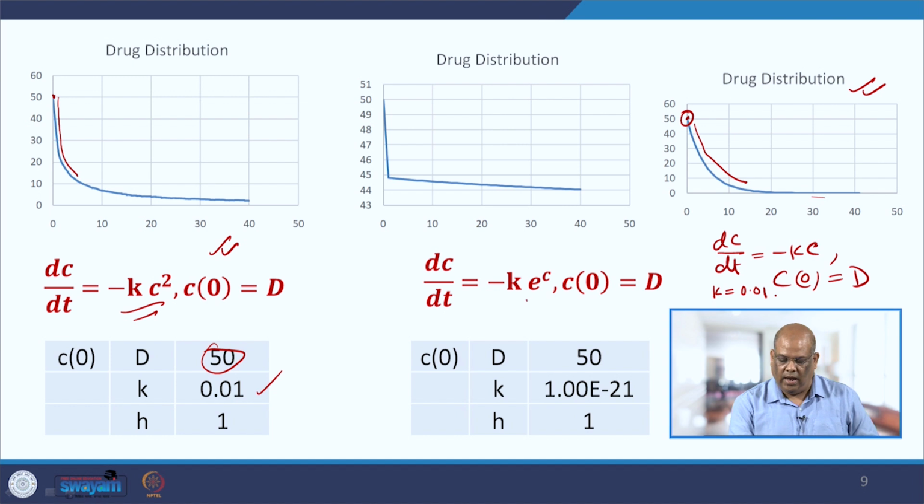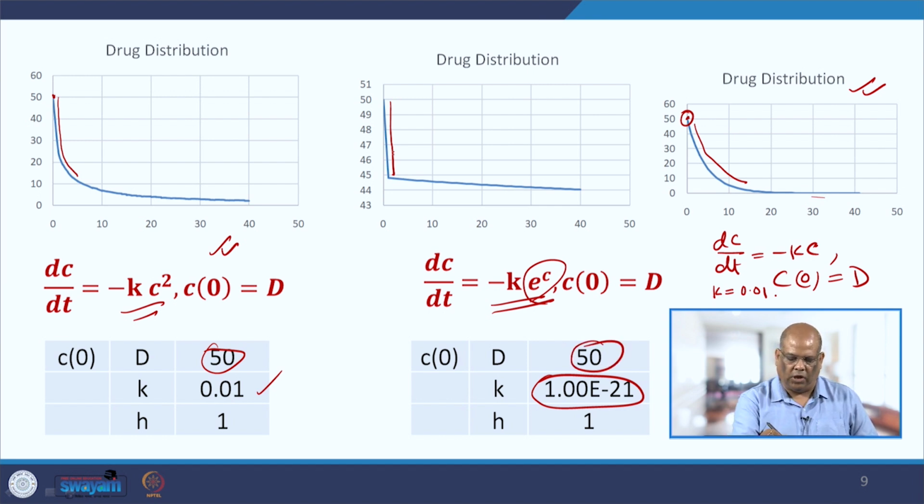When it is e to the power c, here the decline is much sharper, straight down. However, the value of k has to be extremely small here, because otherwise this will just go to 0 in just 4-5 steps. The concentration of the drug is kept as 50. So, a sharp decline, and then it is going to some steady state value.